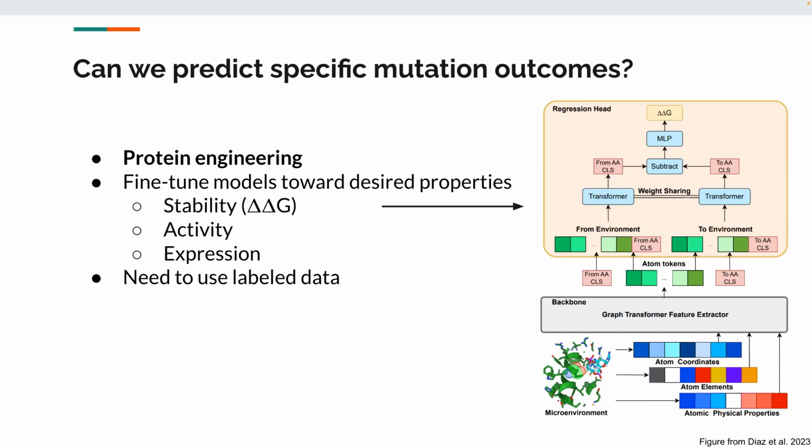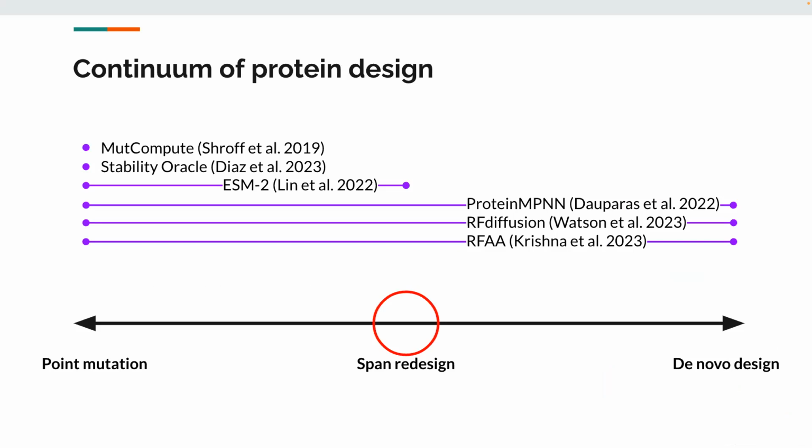You can take that self-supervised model and then fine tune it on supervised data, in this case, stability data. So then instead of predicting just a wild type residue, you now predict a specific stability value or a change in the value given a mutation. So is everyone satisfied with moving on to the next part, which is span redesign?